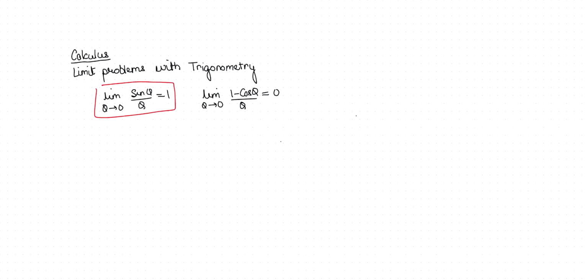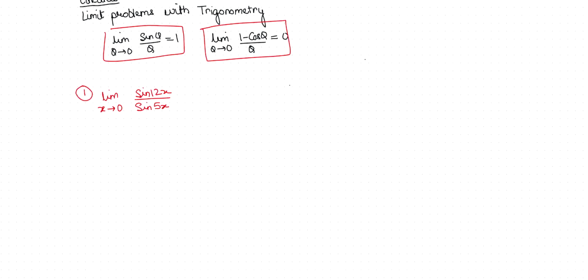And this is limit theta tends to 0, 1 minus cos theta is equal to 0, or it can be cos theta minus 1 over theta, that also is equal to 0. So let's do some problems. First we'll start with basic and then we'll go for the most challenging problems in this concept.